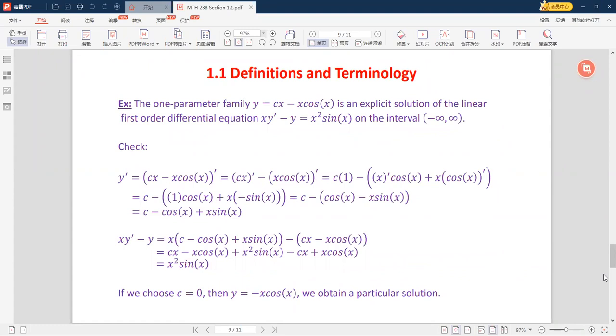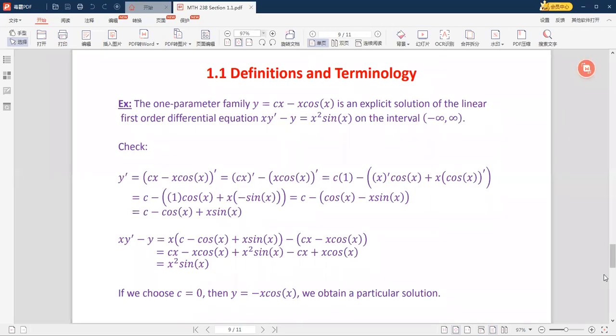Okay, so let's just see one example. The one parameter family y equals cx minus x times cosine x is an explicit solution of the linear first order differential equation xy prime minus y equal to x squared times sine x on the interval from negative infinity to positive infinity.